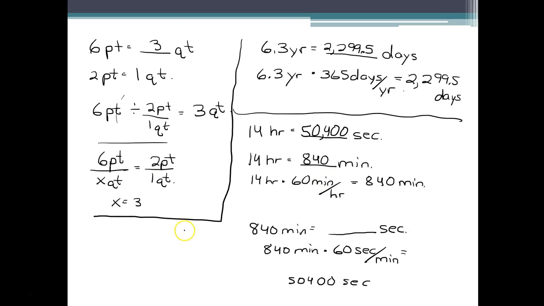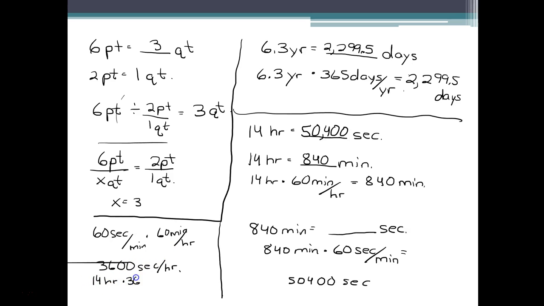It's up to you. Now, if you really wanted to, you could say, well, 60 seconds in a minute times 60 minutes per hour tells me there's 3,600 seconds per hour. And I could have used that. I could have done 14 hours times 3,600 seconds per hour. And I would have gotten the same thing. I would have gotten the 50,400. So just know that there's more than one way.